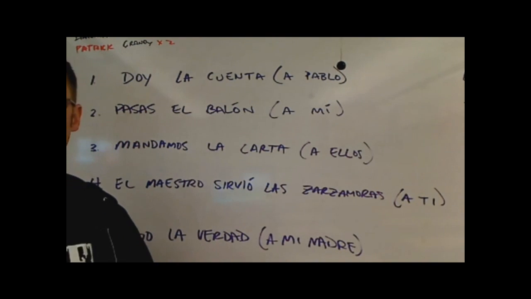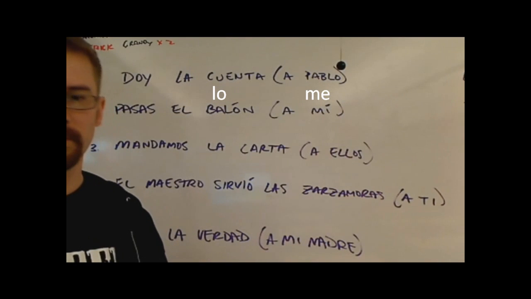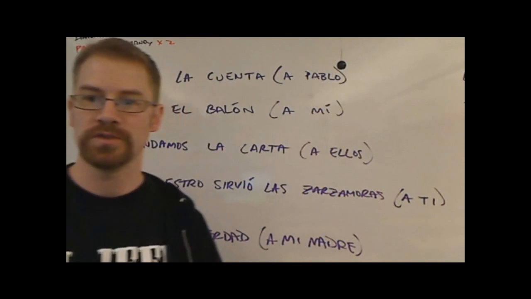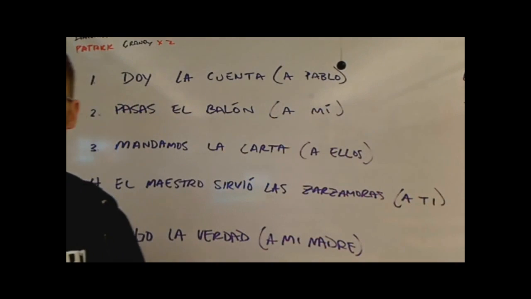Number 2, pasas el balón a mí, so you pass the ball to me. El balón will change to lo. A mí would change to me. I'm going to put those 2 in front of the conjugated verb, people before things, so your new sentence, you pass it to me, would be me lo pasas.